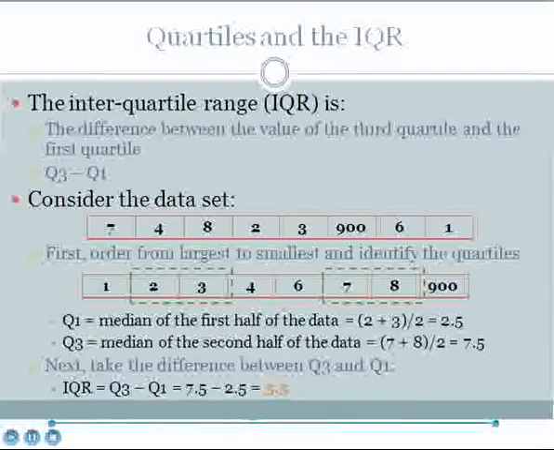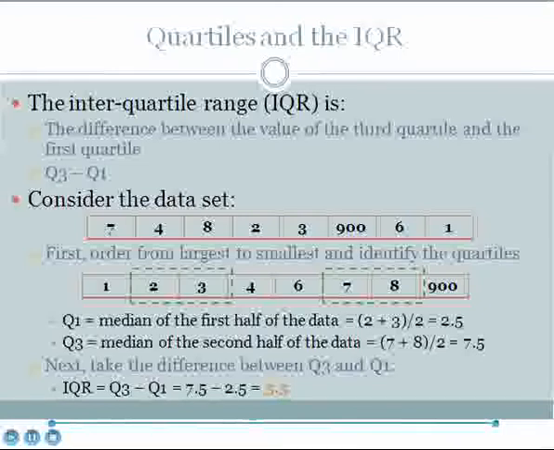Next, calculate the medians of both halves of the data set. In this case, there are 8 values in the data set. This means that there are 4 values in the first half and 4 values in the second half. The median of a data set with an even number of values is equal to the average of the 2 center values of the data set. So, Q1, the median of the first half of the data, is equal to the average of 2 and 3, or 2.5. Q3, the third quartile and the median of the second half of the data, is equal to 7 plus 8 divided by 2, the average of 7 and 8, or 7.5.